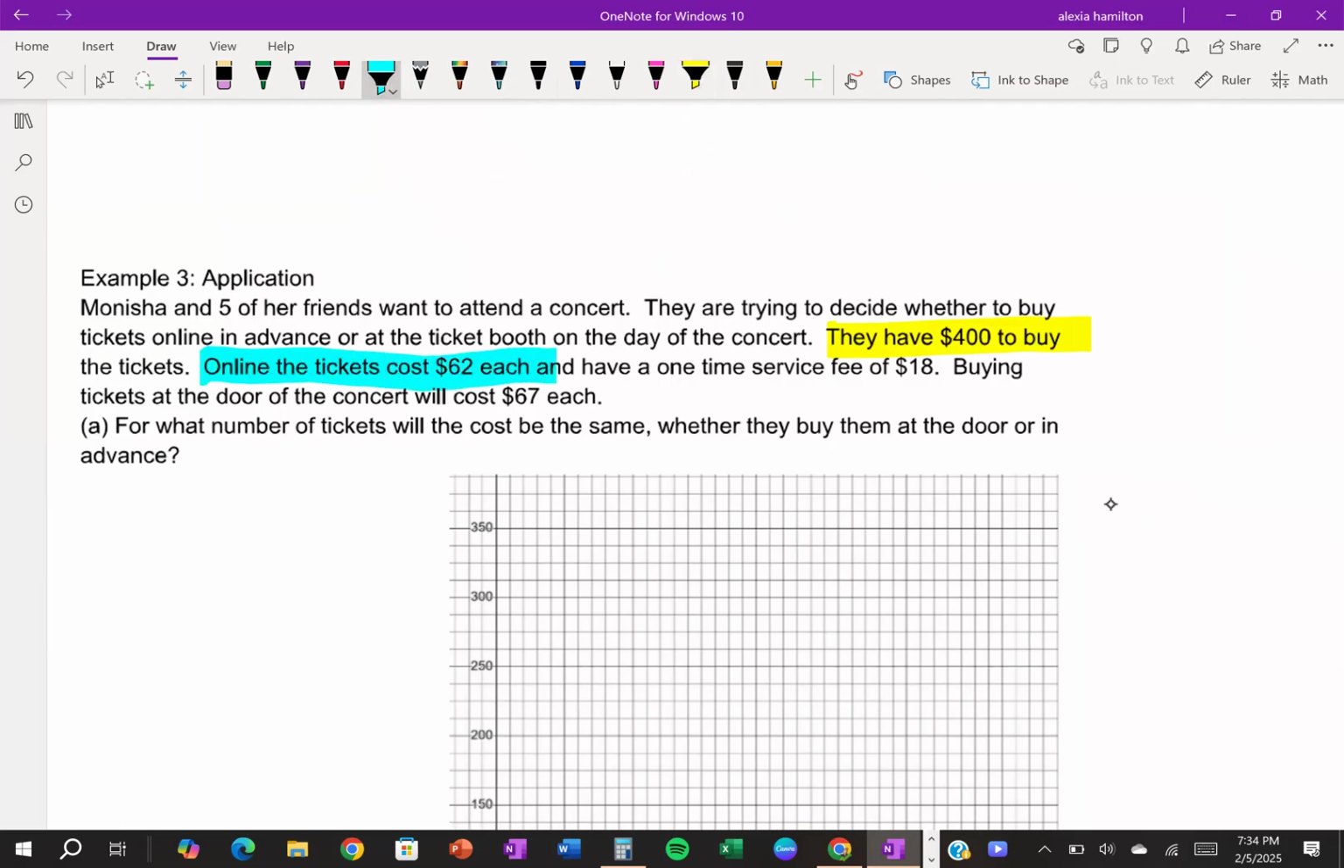Online, $62 each. That's going to be one equation. So I'm going to do online as my top equation, and cost is equal to price times the number of tickets. So C is for cost. I guess I'll use a T, T for number of tickets as opposed to P for people.